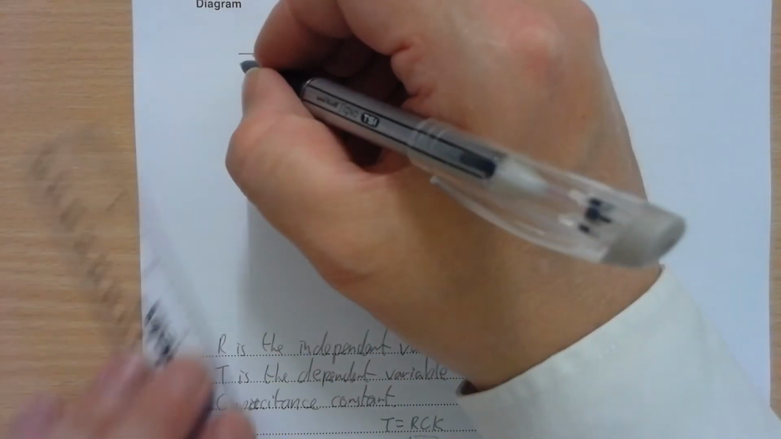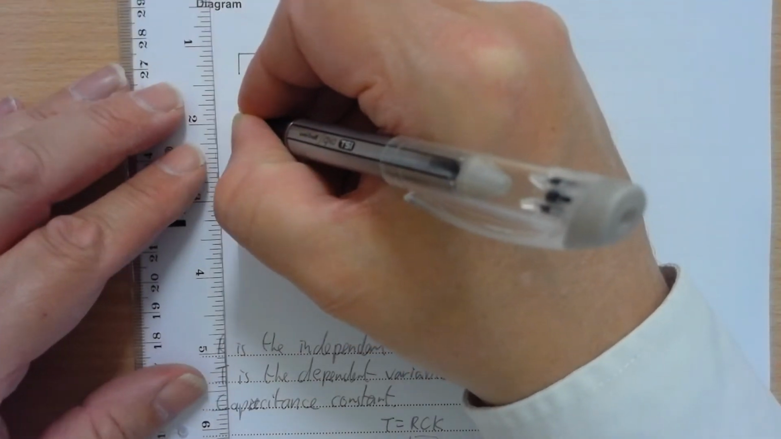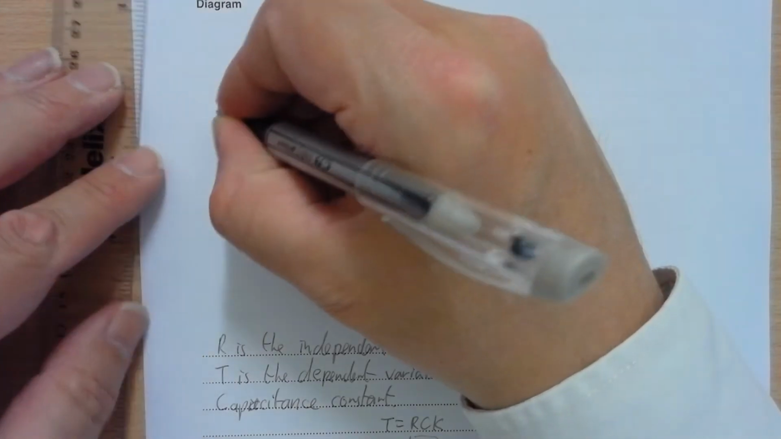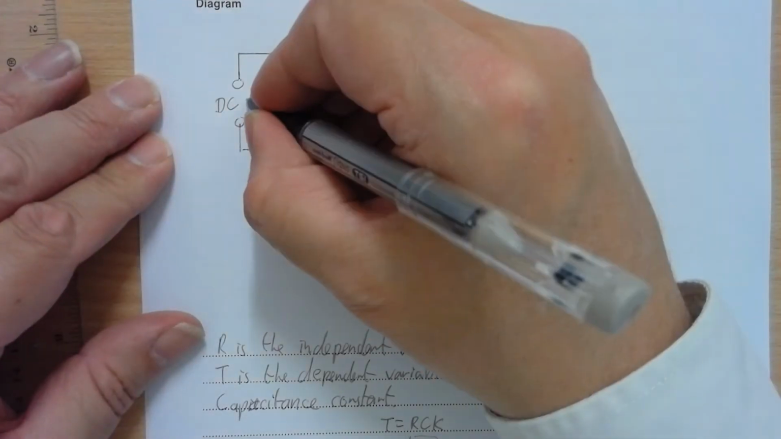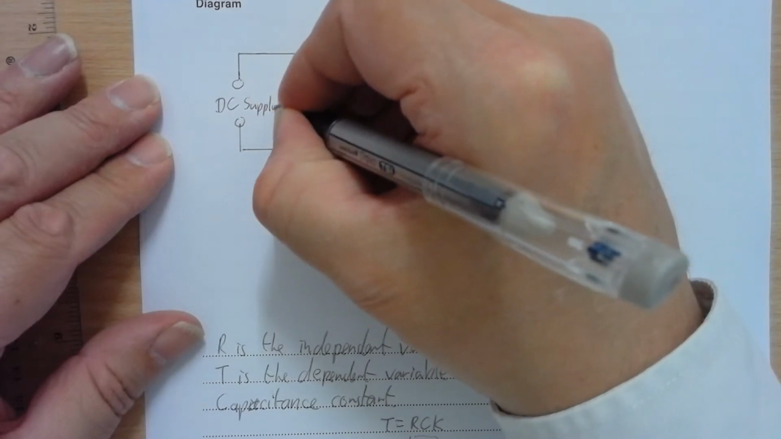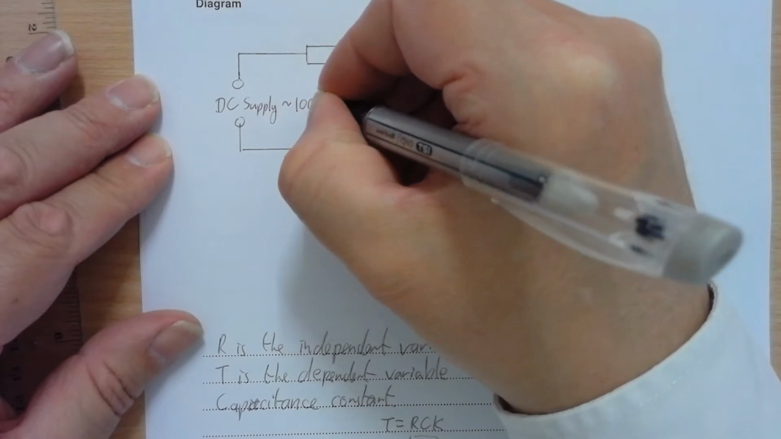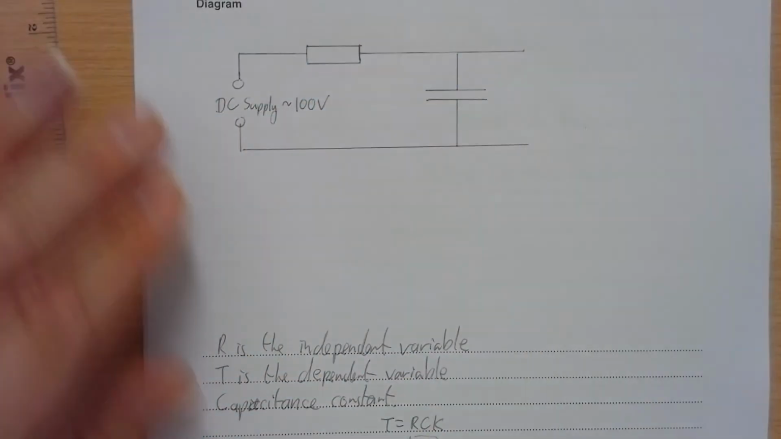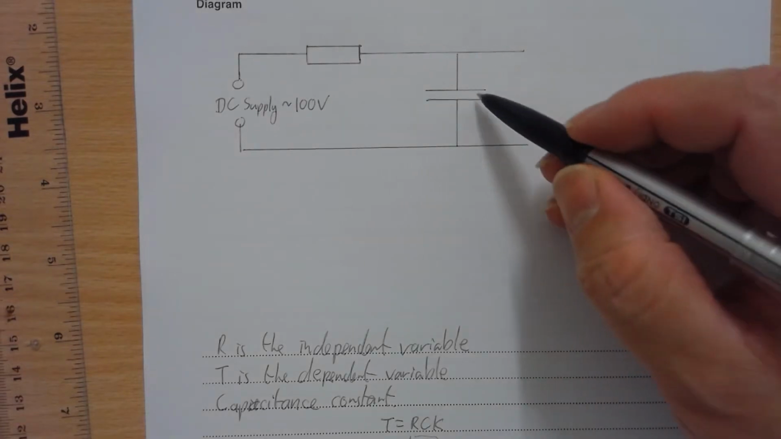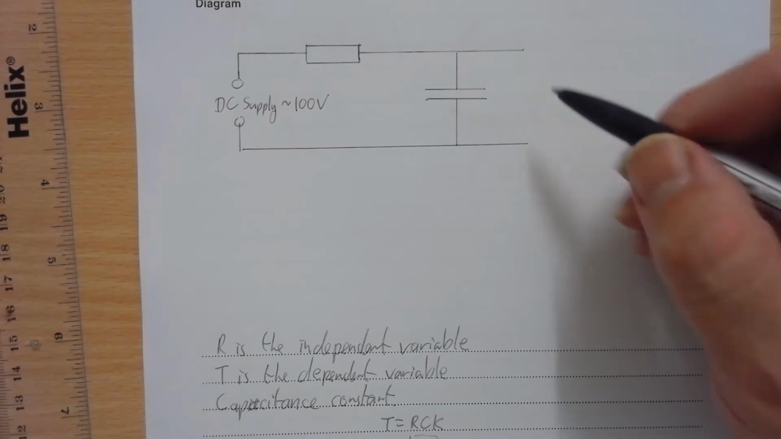The only difference is I'm going to close this up a little bit, and I'm going to suggest a DC supply, direct current, approximately 100 volts, let's say. I don't think they're actually going to want that particular detail, but the potential difference across here has got to get to about 90 volts before it'll flash. So we've then got our output.